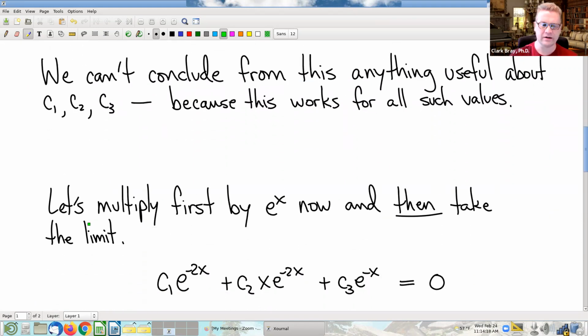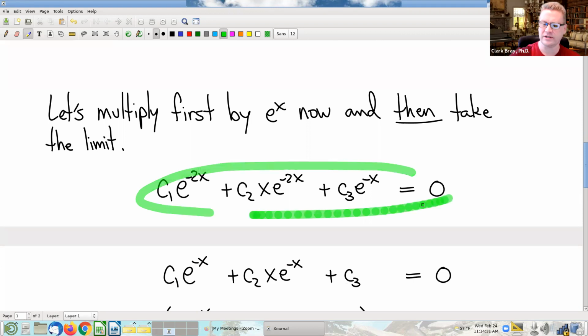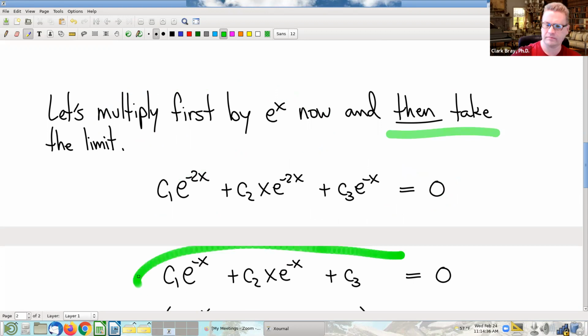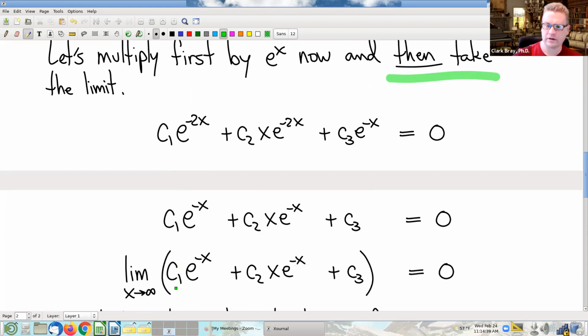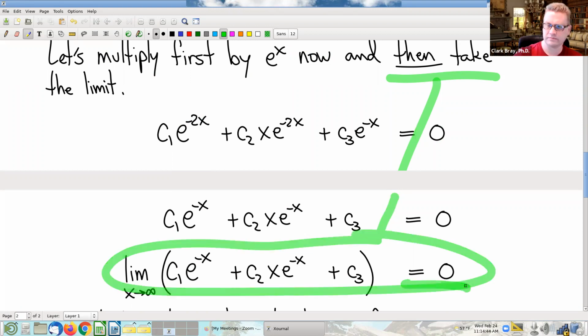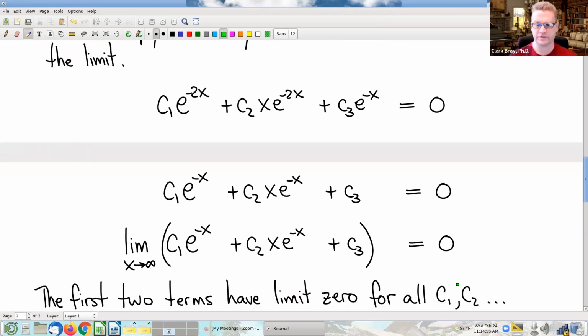Okay, so let's now look instead at what Bob should have done. What Bob should have done is multiply first by e to the x before taking the limit. And specifically, having done that, he gets this equation. That's what you get by multiplying. Then take the limit of both sides. Of course, you get 0. And what can we do with this? How is this useful? How is this more useful than what Bob was going to do?